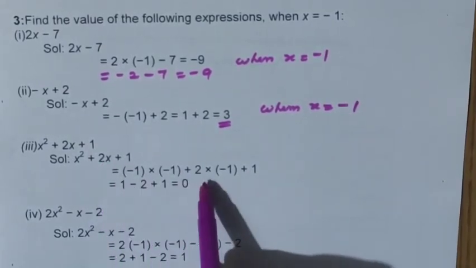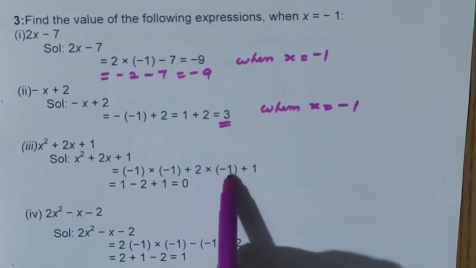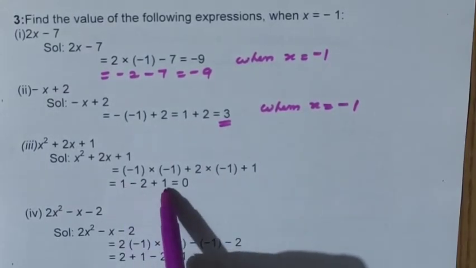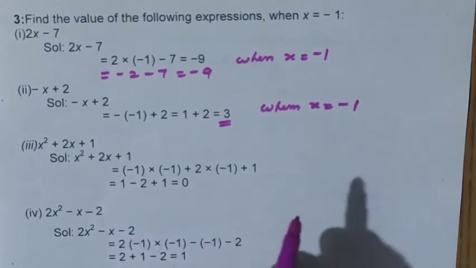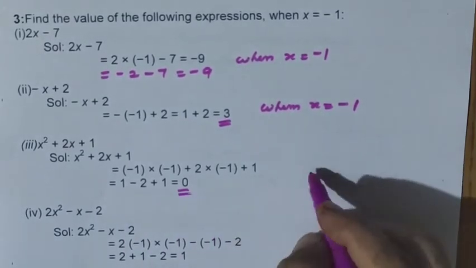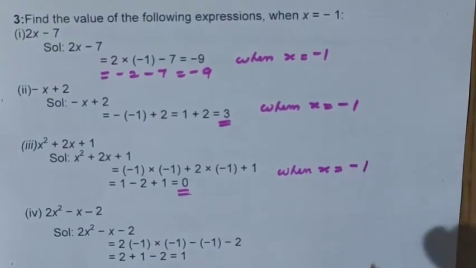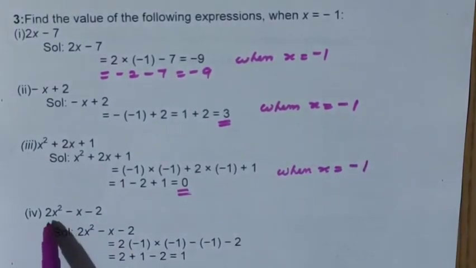Plus 2x, 2 into minus 1. What is 2 into minus 1? Minus 2. Then plus 1. 1 and 1 plus 2 only. 2 minus 2, 0. So your answer is 0 when x equal to minus 1. Right? Now what is the next question?